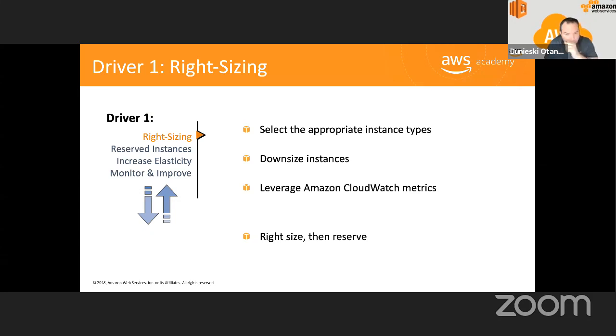For right sizing, we have to select the appropriate instance type. Downsize instances if you're using extra capacity that you don't need, or reduce the number of instances if you have more than you need. You can leverage Amazon CloudWatch metrics to monitor how well your instances are performing. And right size, then reserve. Once you have the right size, you can go ahead and reserve the instances that you need. The best practice is right size, then reserve.